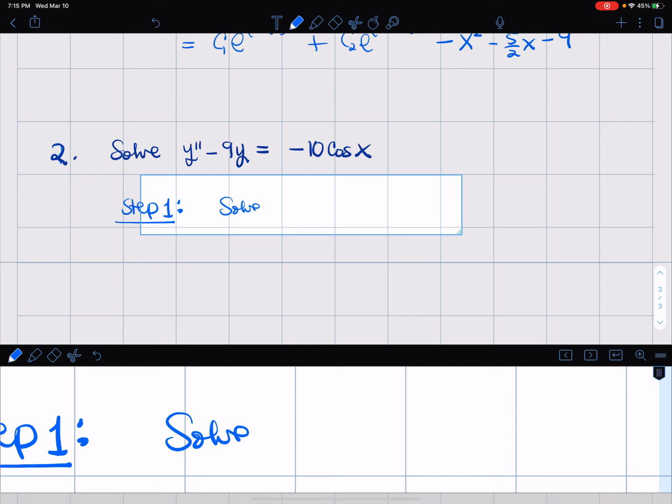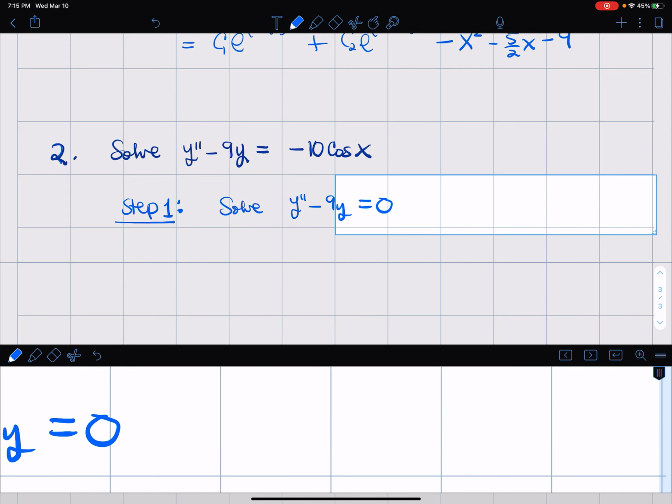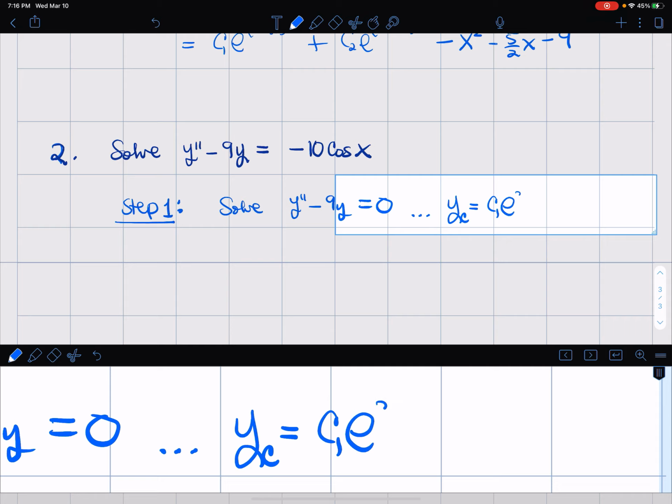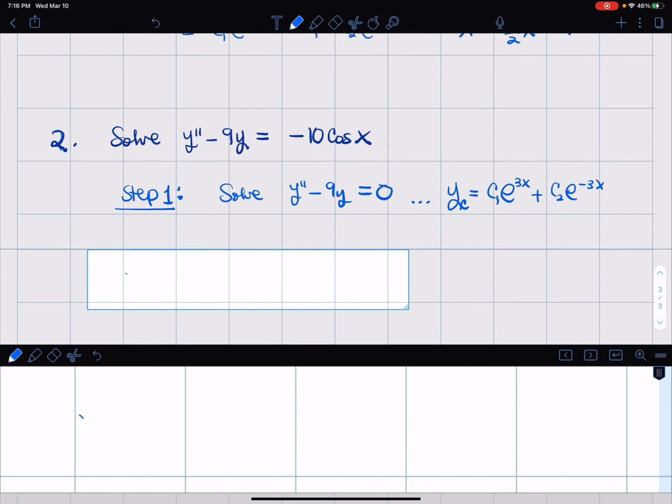Solve the homogeneous version, y'' - 9y = 0. In class, we solved this and got that yc is equal to c1 e^(3x) plus c2 e^(-3x). You can solve it. Step 2 is to find your yp.